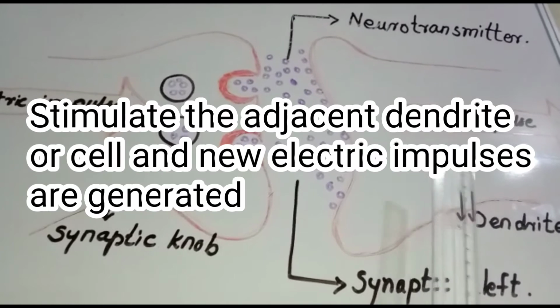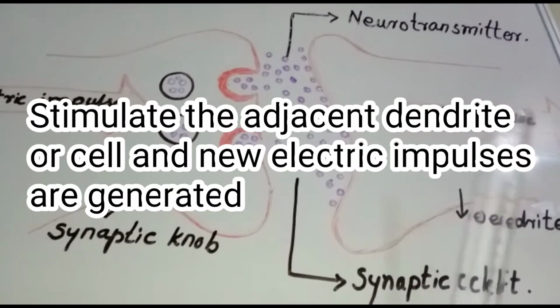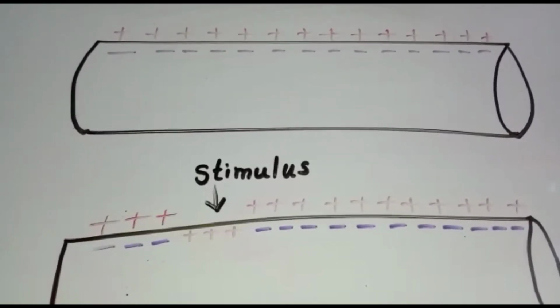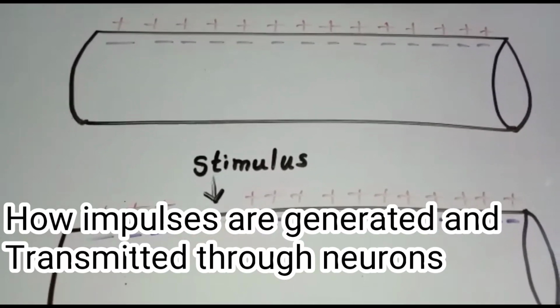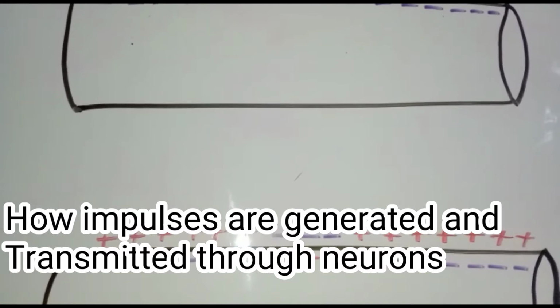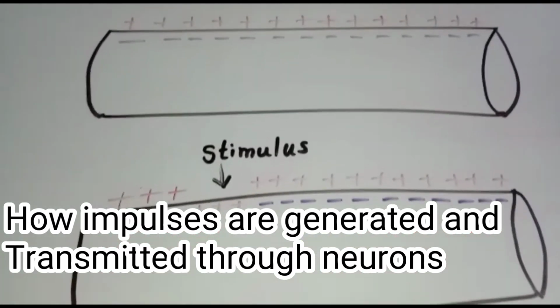So it stimulates the adjacent dendrite or cell and new electric impulses are generated. So that is the significance of neurotransmitters. The next question is, how are impulses generated and transmitted through neurons?